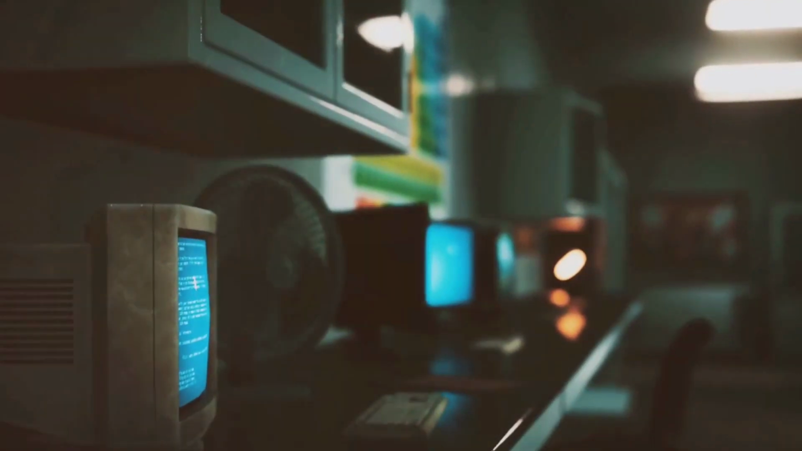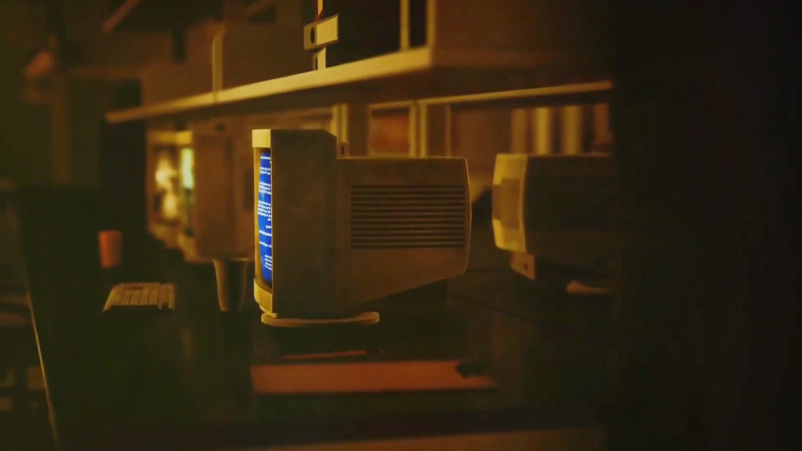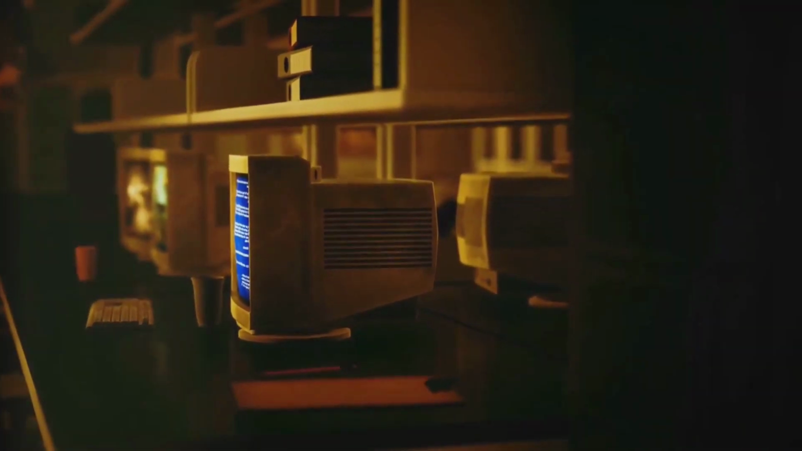Enter J.C.R. Licklider, a pioneering computer scientist. In the year 1962, Licklider published a memorandum titled Intergalactic Computer Network. This wasn't just a flight of fancy. Licklider envisioned a global computer network, a system that could connect people and machines around the world.